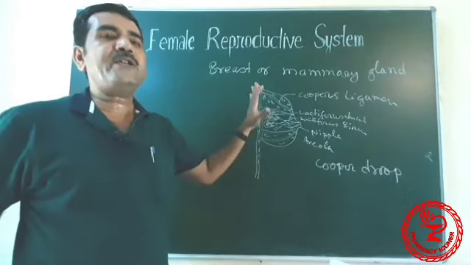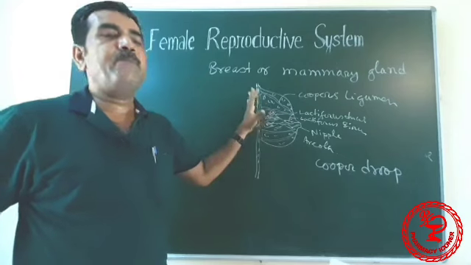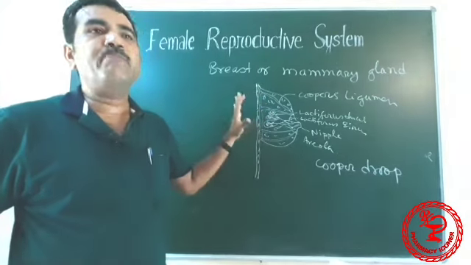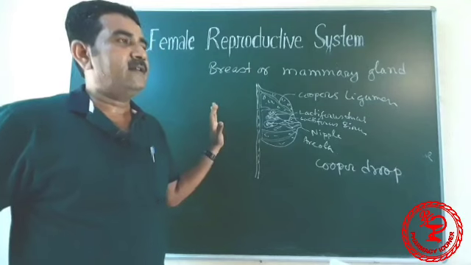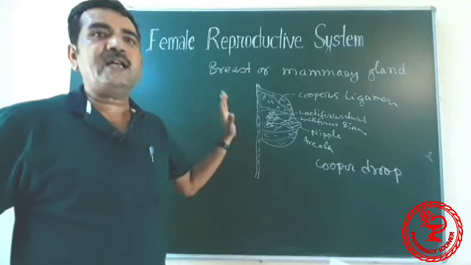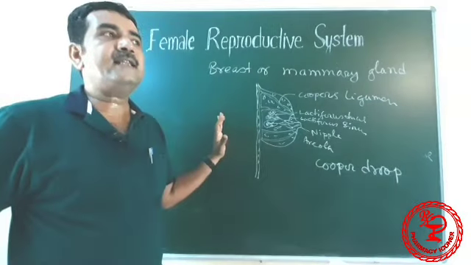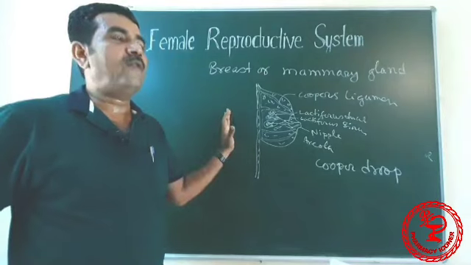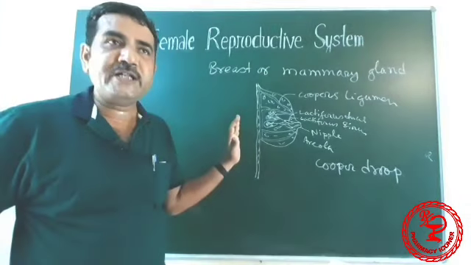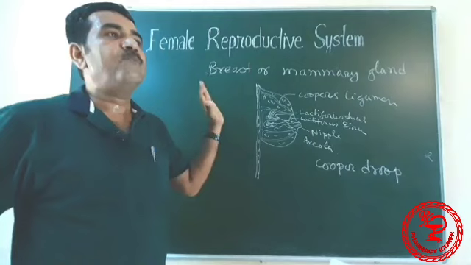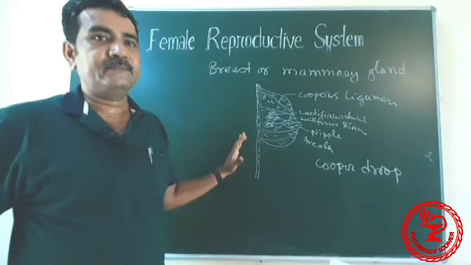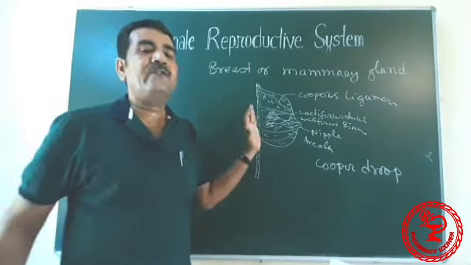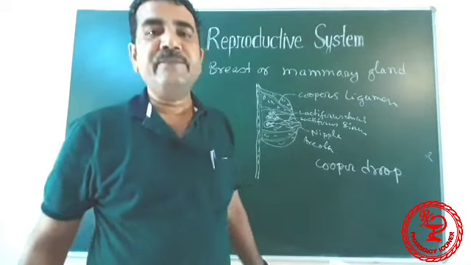So what is the function of the breast? The breasts produce milk after birth of the child under the influence of the hormones oxytocin and prolactin. So that is the female reproductive system.